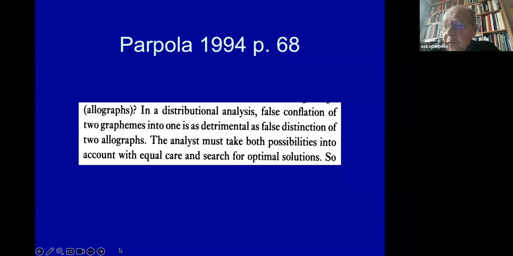These catalogues of Wells and Fuls are valuable new tools of research, but the graphemic analysis is, in my opinion, widely mistaken and leads to erroneous analyses. In 1994, I wrote: in a distributional analysis, false conflation of two graphemes into one is as detrimental as false distinction of two allographs. The analyst must take both possibilities into account with equal care and search for optimal solutions.